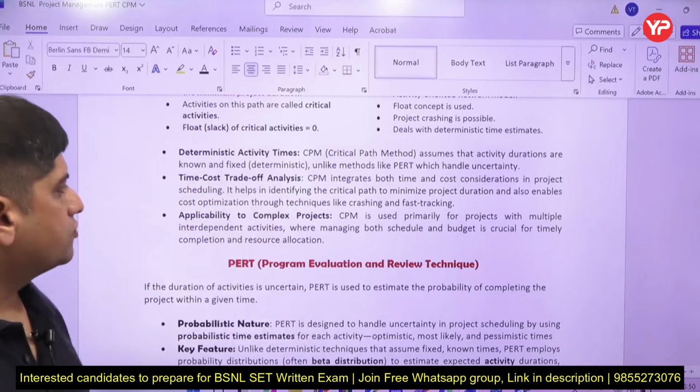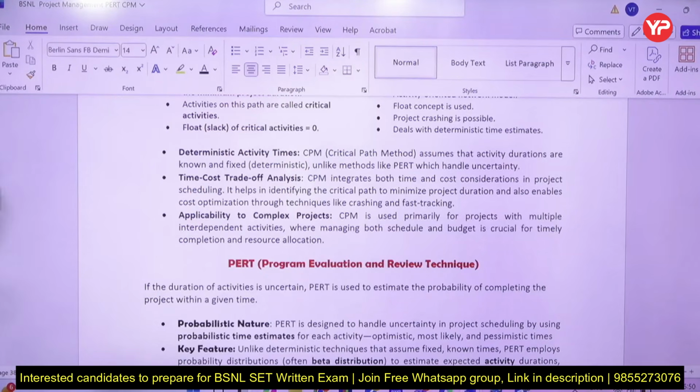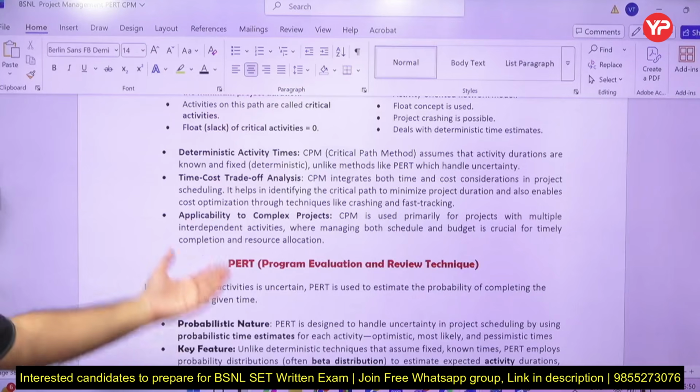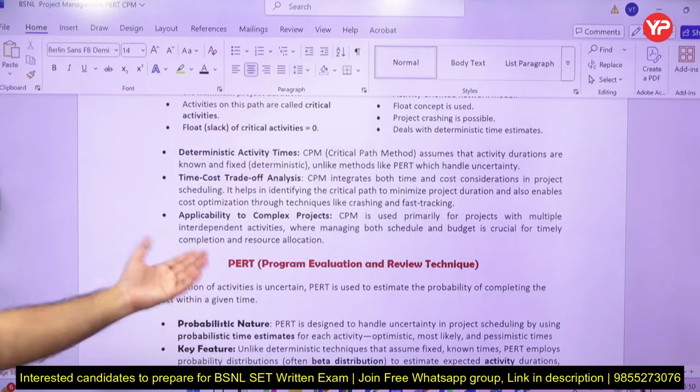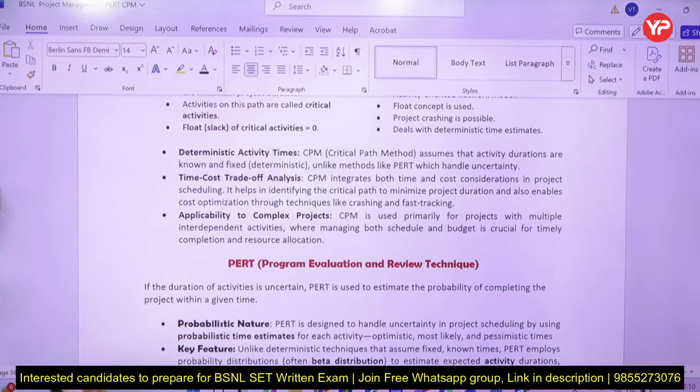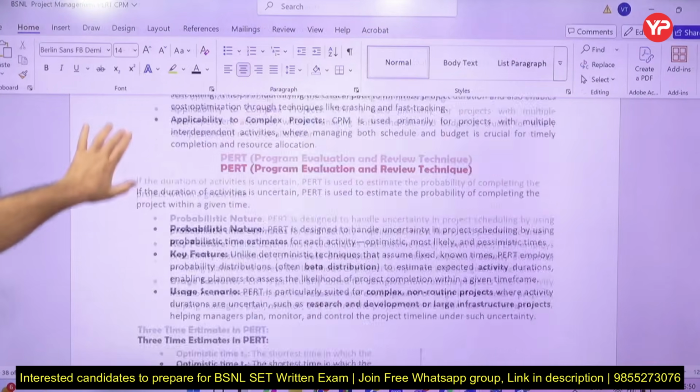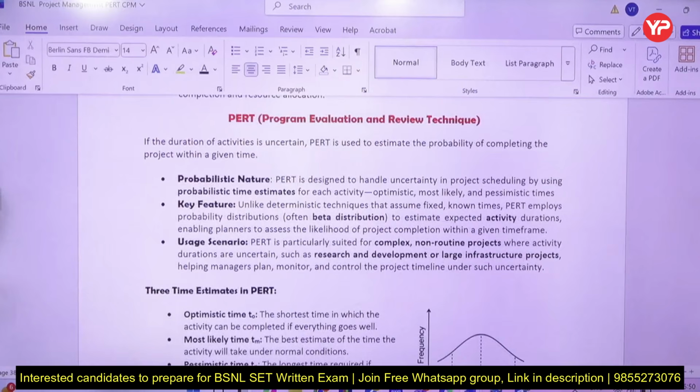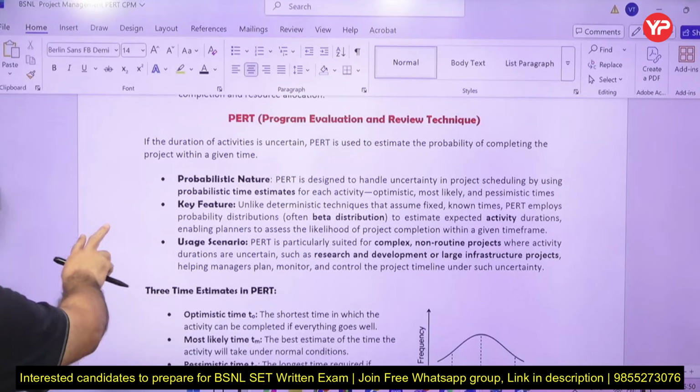Time cost trade off, right? So on the critical path you reduce the duration, but if you want to reduce the cost as well, that is called optimum duration. So CPM is used for projects where multiple interdependent activities are there, right? What is the full form of PERT? Program Evaluation and Review Technique. So this is the probabilistic model.